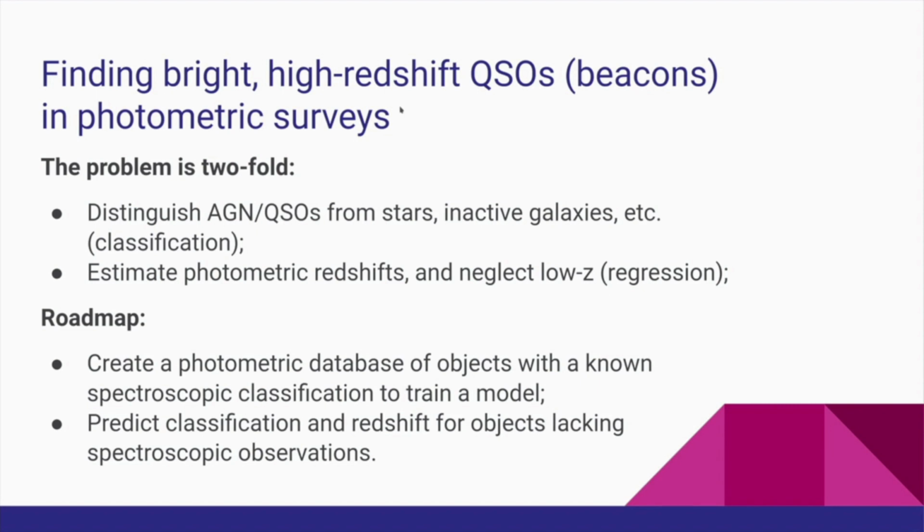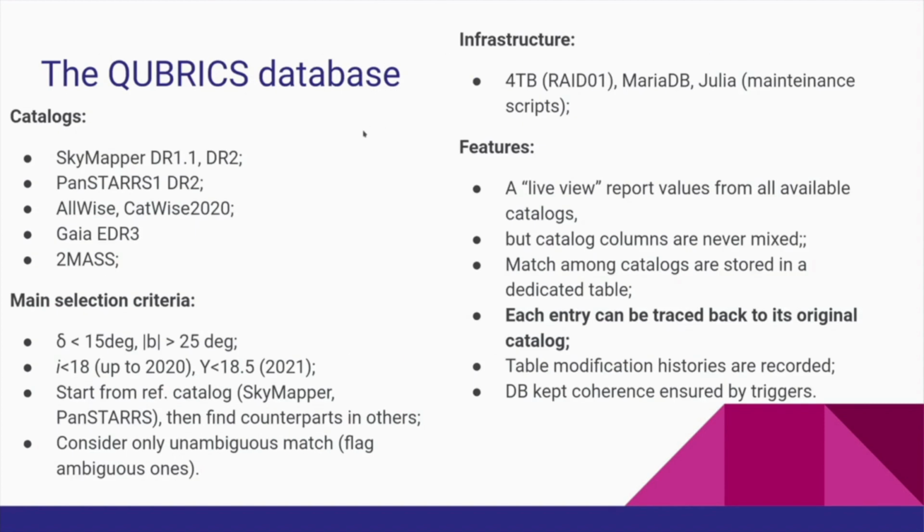The envisioned roadmap to tackle the problem is to create a database collecting photometric data and use it to train both classification and regression models, which eventually allow us to identify QSO candidates. Here, we'll briefly describe the QBRICS database. We collected data from the SkyMapper and the Pan-STARRS surveys, and cross-matched against the WISE, Gaia, and 2MASS catalogs. The most relevant selection criteria are shown in this slide.